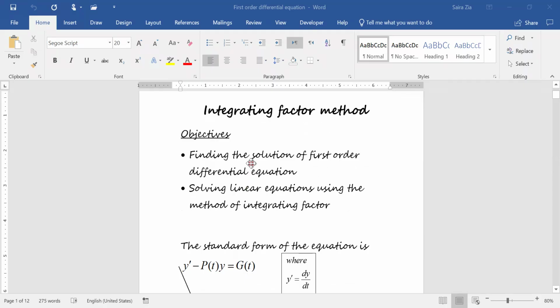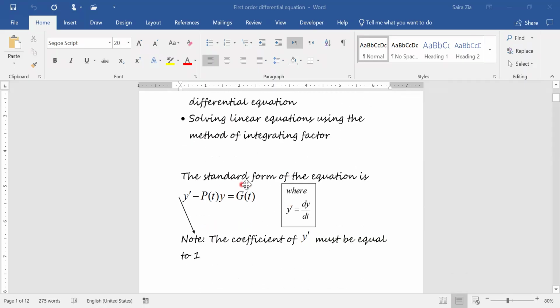In this video, we are going to see how to solve a first order differential equation, and also solve the linear differential equation using the method of integrating factor. Here the standard form of the equation will be like this: y' minus, or here can be plus, any sign can be here.